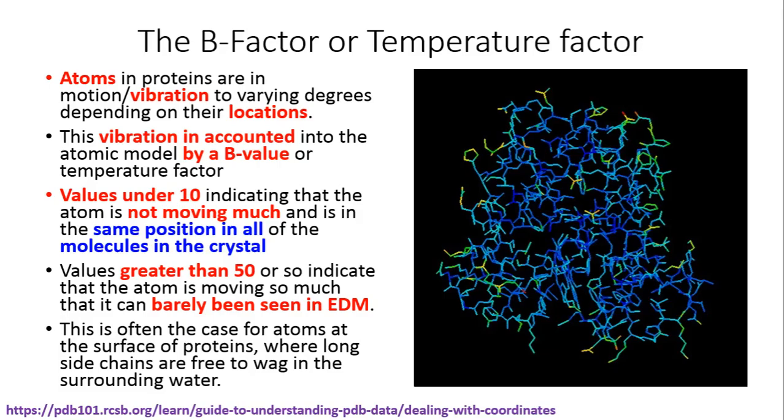Okay, so this is often the case for atoms with a B factor higher than 50: they are usually atoms present on the surface of the protein. And usually these are the side chains of amino acid residues that are longer in length, for example the arginine group or the lysine group, where the side chains can wag in the surrounding water. Such side chains have higher B factors.